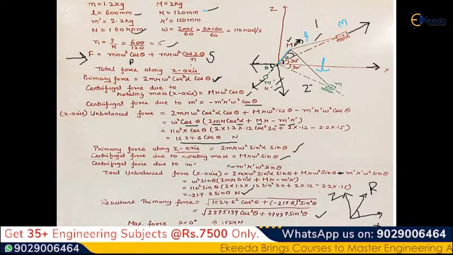So the maximum force is generated when theta is 0 degree. When we place theta as 0, cos 0 is 1, and sine 0 is 0, so we get the maximum force. When theta is 90 degree, we get the minimum force, which is 217.8 Newton.